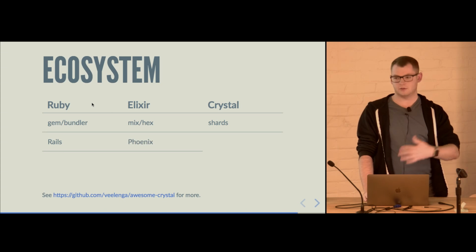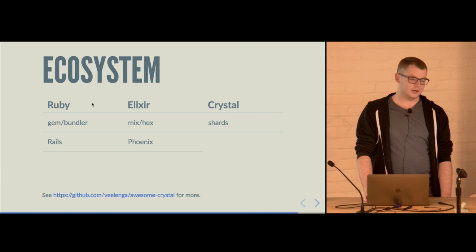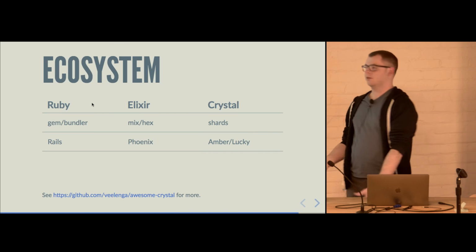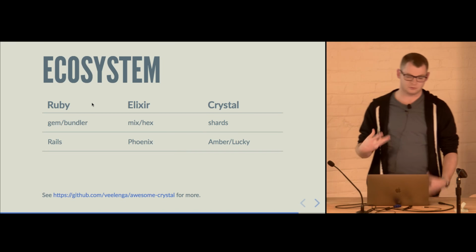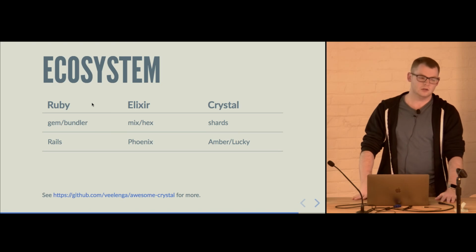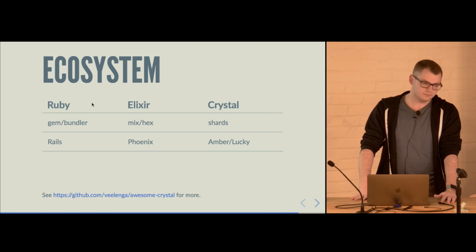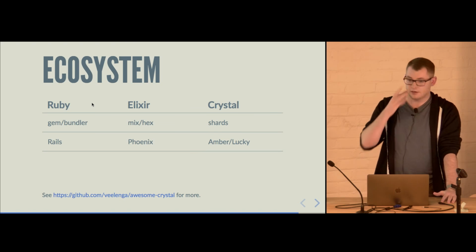Obviously, you've got Rails. Elixir has Phoenix as the complement to that. Crystal has a few. They're still developing. Because Crystal is so new in terms of popularity, it's been around for about 5 years, really picked up in the past 2, people are still sort of deciding what they want to do.